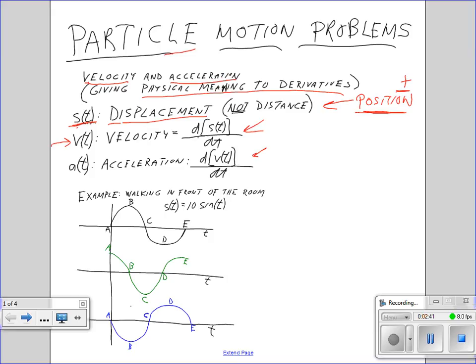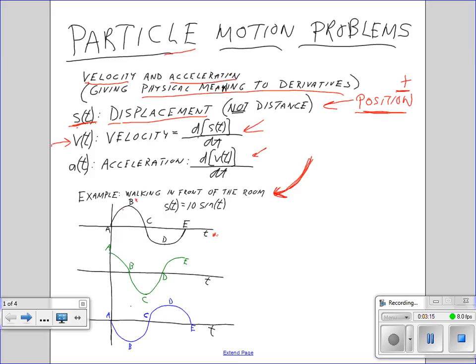So here's my little model. When I do this in the classroom, I usually walk in front of the room, but I'm not going to do that on video here. So I'm going to model my motion. Notice I've got a function here of time. At point A, I'm standing right in front of you, and then I start walking to the right side of the room. At B, I'm at the window.